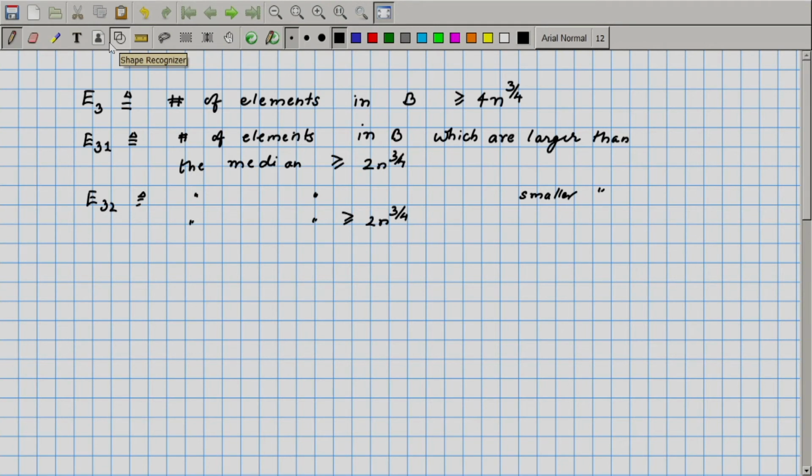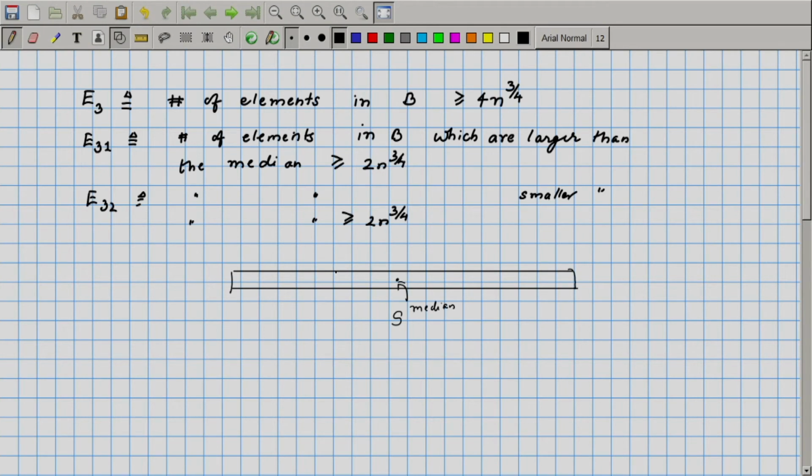So, now we look more closely at the third event, which is that the number of elements in between D and U is larger than 4 times n raised to 3 by 4. Okay. So, this was our diagram. If we look at the set S, this is its median. Now, this was the set A, this B, and this is C. A is all those elements which are smaller than D, and C is all those elements which are larger than U. B is the in between elements. Our algorithm will work correctly only when B is small. Small for us is 4 times n raised to 3 by 4.